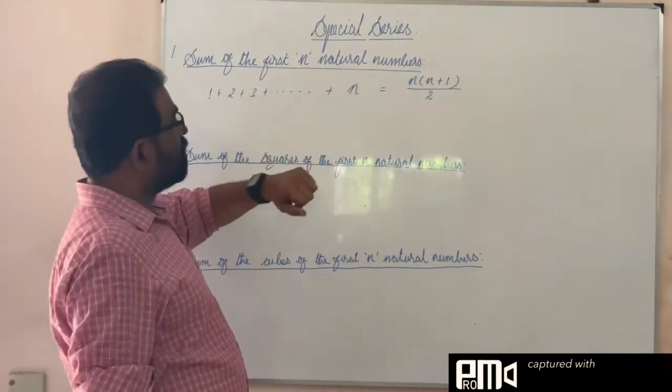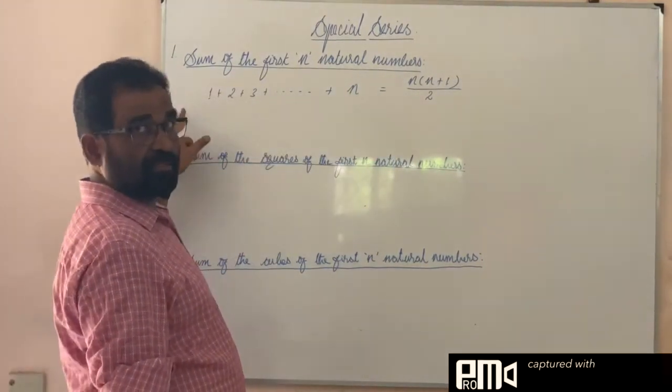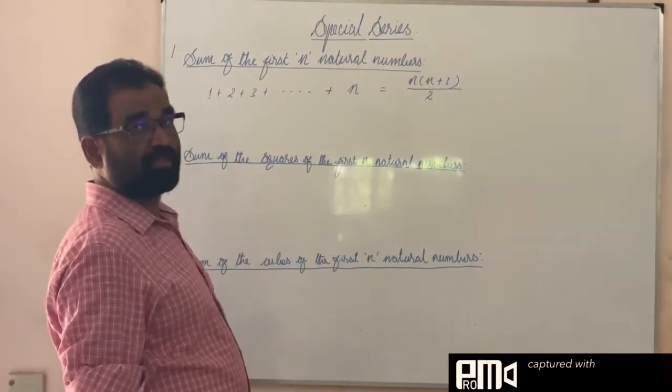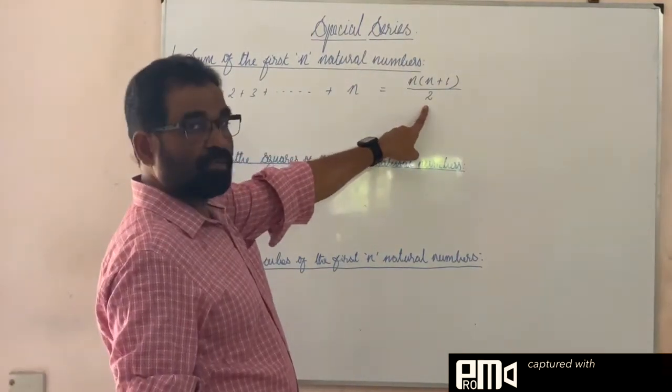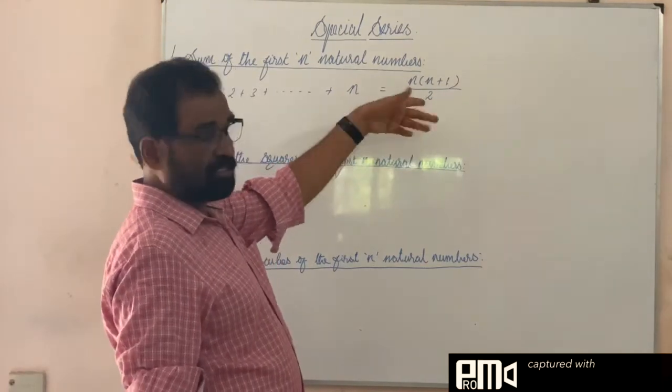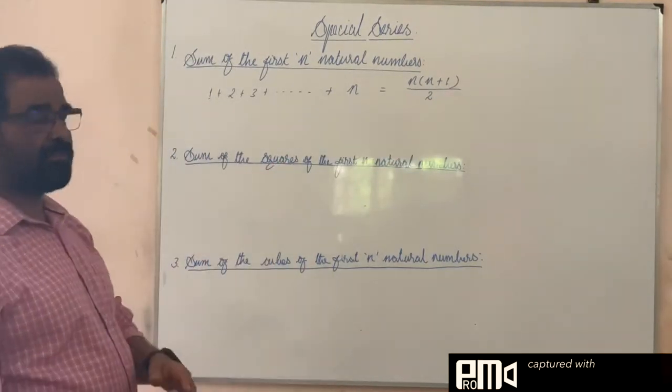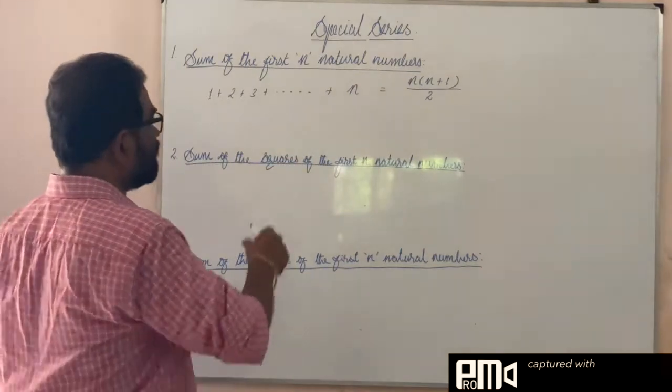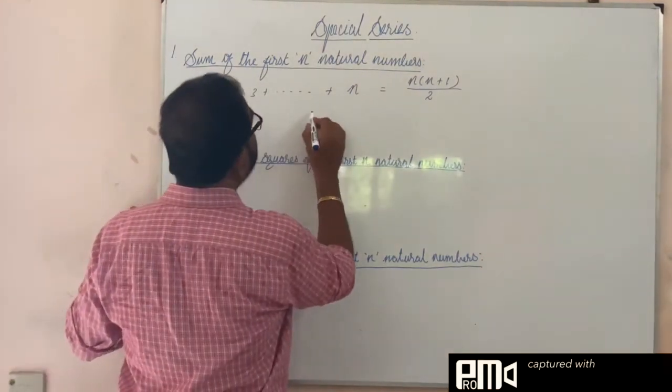Number of terms is n, last term is n, and the first term is 1. So we use the formula n by 2 into a plus l, where a plus l is first term plus last term. So here you get n into n plus 1 divided by 2. And symbolically we can represent it like this.